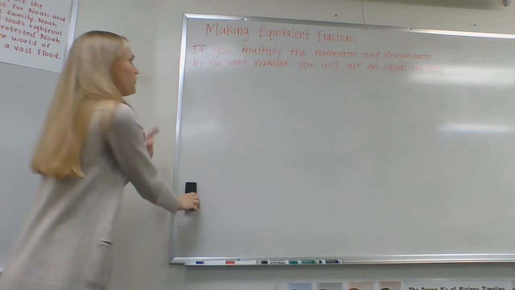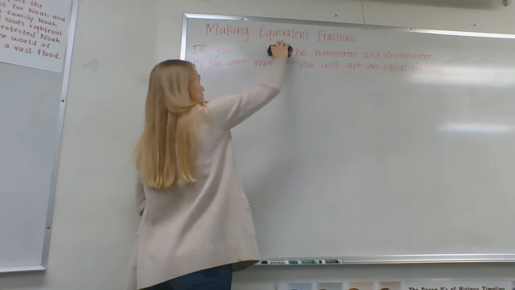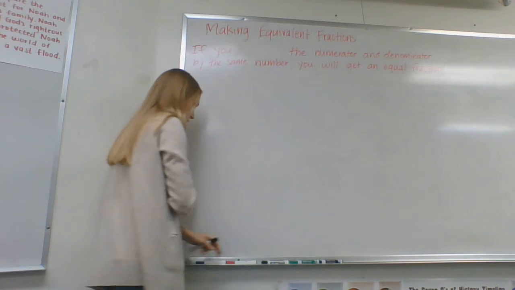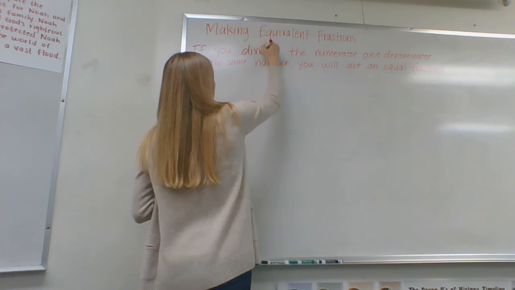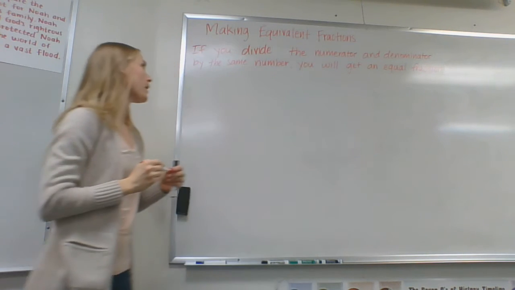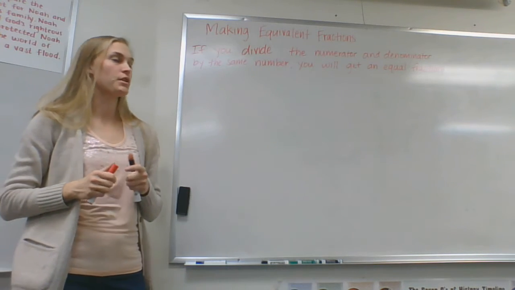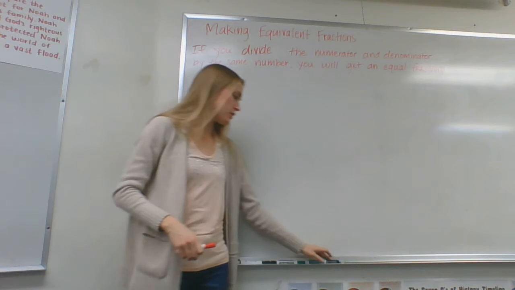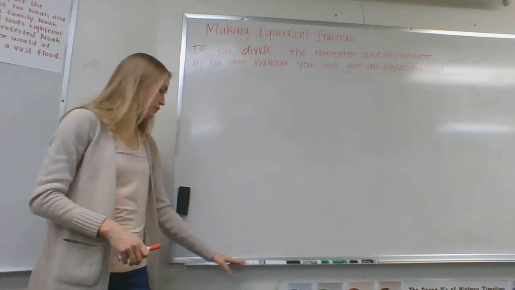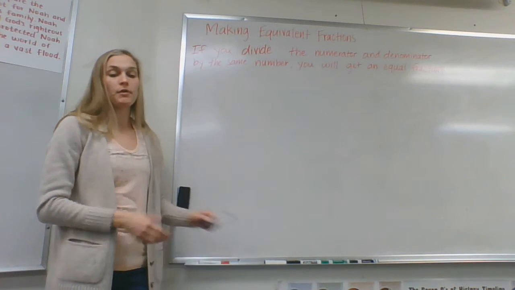So it's the same rule, but instead of multiply, it's divide. So same thing. If you divide the numerator and denominator by the same number, you will get an equivalent fraction. So this is helpful if you want to simplify fractions. This is what you will do. So let's look at some examples.